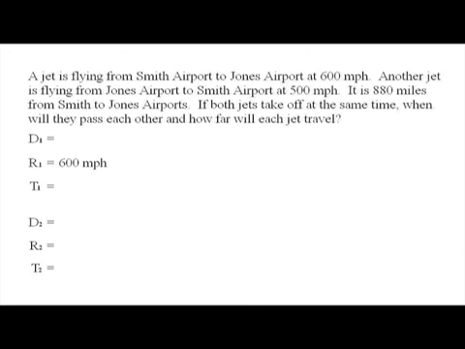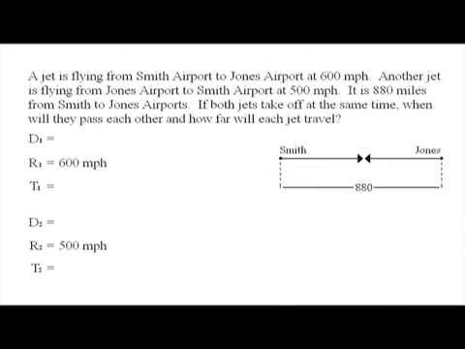R1 equals 600 miles per hour. R2 equals 500 miles per hour. And I'm going to draw a little map to visualize the problem better. As you can see, I have Smith Airport on the left-hand side, Jones Airport on the right-hand side. The distance between the two airports is 880 miles. And most importantly, the jets are flying toward each other.